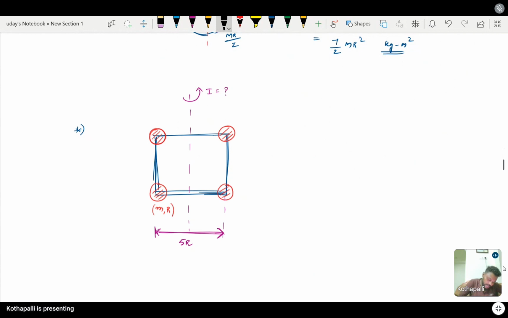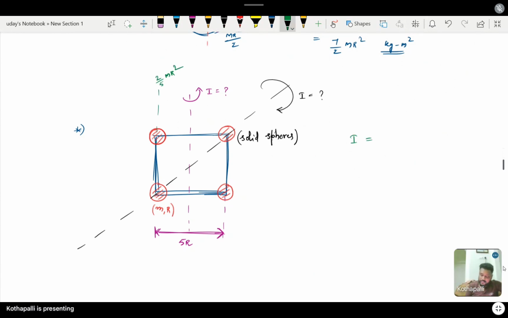One more question is, if the axis is passing along the diagonal, what is the moment of inertia about this axis? Do it fast. 4 solid spheres, okay, solid spheres, identical in mass and radius. The MR square formulas, you haven't studied.